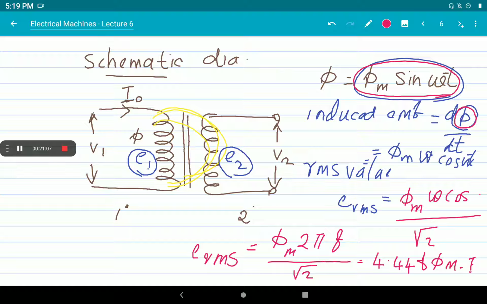We apply a voltage, V1, to the primary winding. That voltage will produce a flux phi in the primary winding. That flux will be linked. That is an alternating flux.